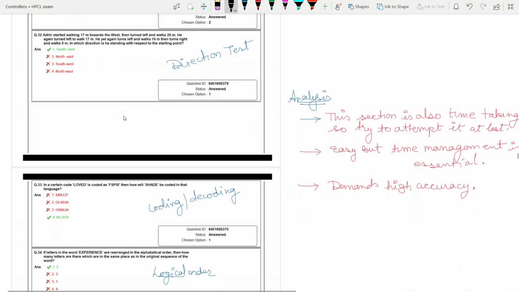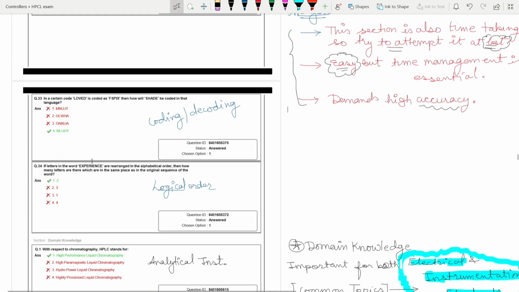So the analysis of this particular section is, this section is also time taking, so try to attempt it at last. As I said, this section is to be attempted at last, as these are time consuming questions, easy but needing time management. These questions are very easy, but all you need is time management. Like you know the questions, but there must be sufficient time to attempt them. And yeah, if you maintain high accuracy in this section, it will be a good scoring section. So this is the analysis from what I observed in this exam.